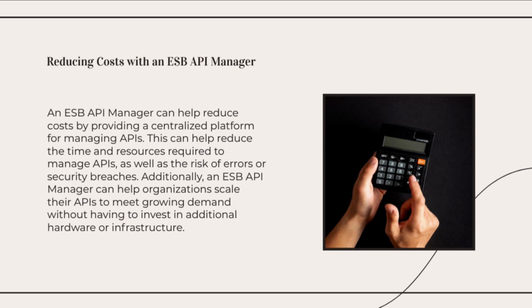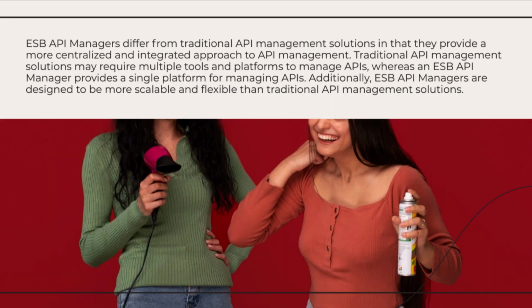7. Horizontal scaling. Scale the ESB and back-end services horizontally by adding more instances or nodes. This distributes the load across multiple servers, improves fault tolerance, and enables handling higher traffic volumes. ESB API managers should support horizontal scalability by allowing the addition of more nodes or supporting clustering configurations.